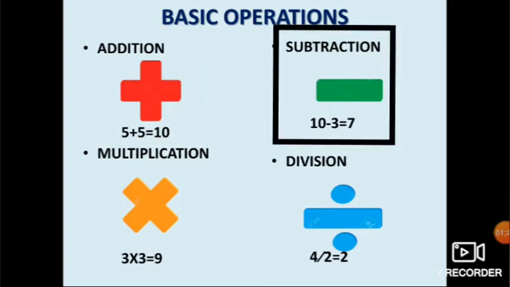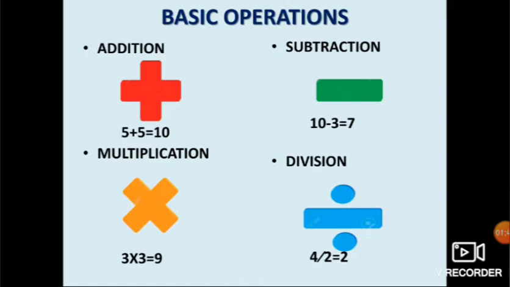Subtraction. The sign is denoted as minus. You take a smaller number from a bigger number. For example, 10 minus 3 equals 7.